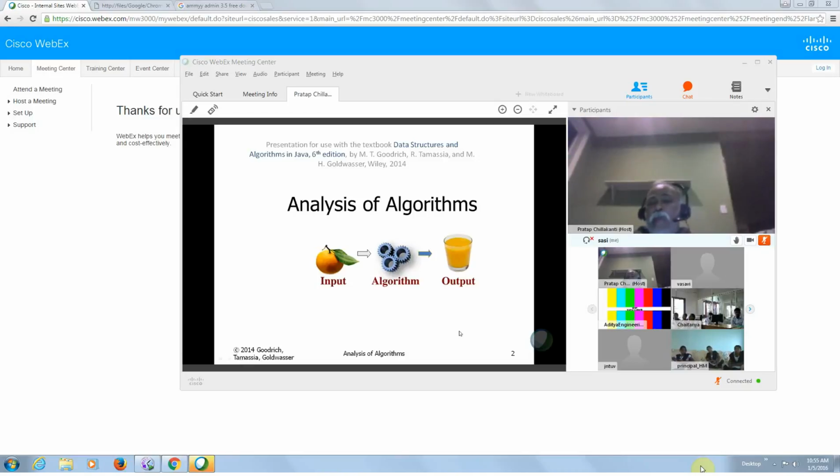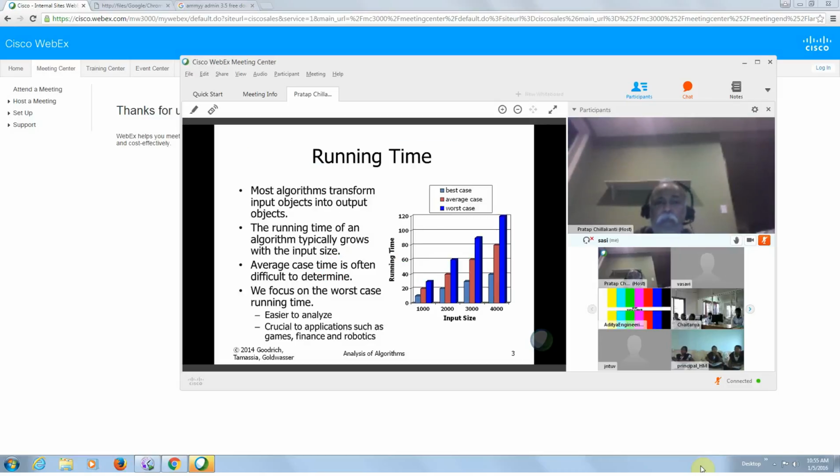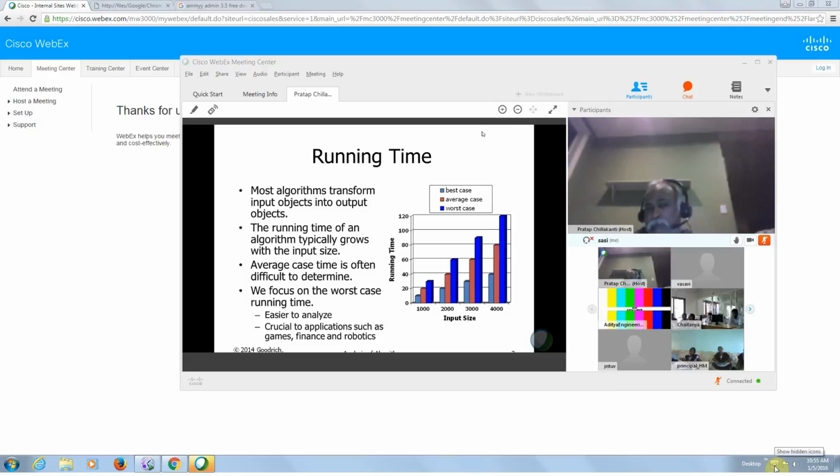So input, you have the algorithm, and then you get the output. That's a nice picture there, right? Oranges go through that churning orange squeezer, and then you get nice orange juice. When you talk about these algorithms, one of the key things is the running time of the algorithm. The running time typically grows with the input size. The more data you have, the more time it takes to execute. Common sense, right? Whenever we are talking formal things here, try to put it in perspective through common sense terms.